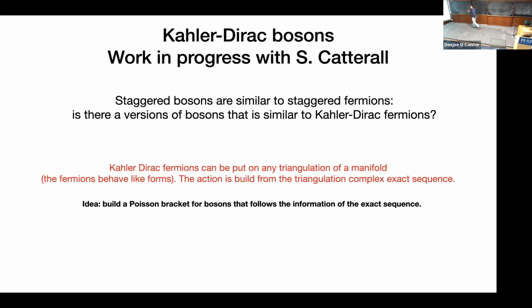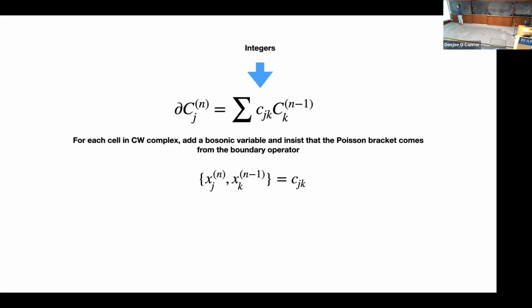What's special about Kähler-Dirac fermions is that you can put them on any triangulation of a manifold because the fermions are behaving like forms. And then the action of the fermions is built from the triangulation complex exact sequence. So the idea is you build the boson bracket for the bosons that follows the information of the exact sequence. You can basically take the chain complex, have some integers, some boundary condition, or some boundary action on your favorite triangulation, and then you just make the boson brackets of the x's be C numbers.